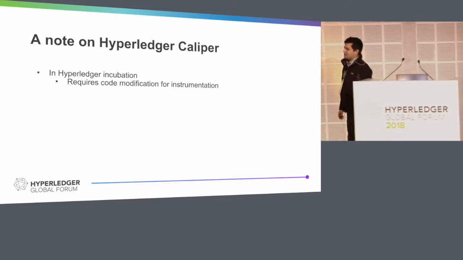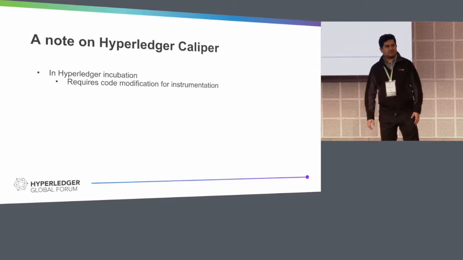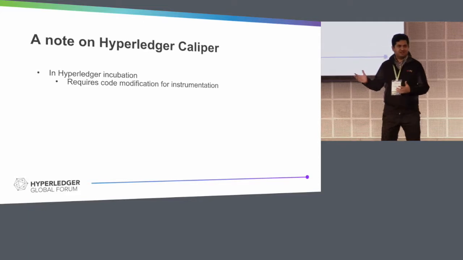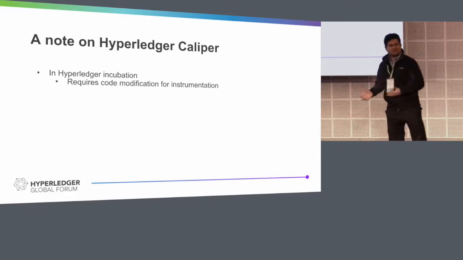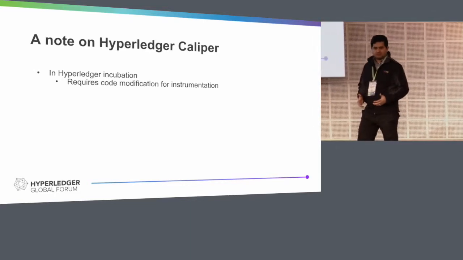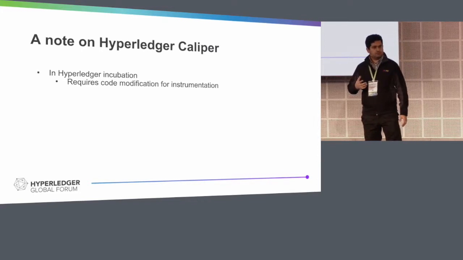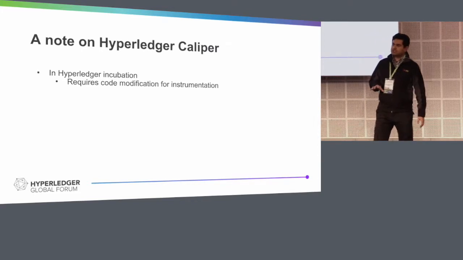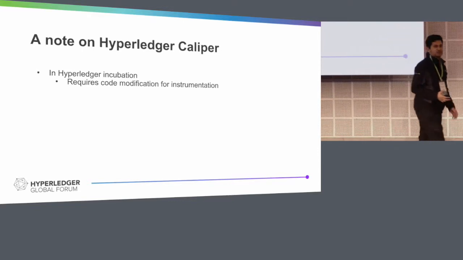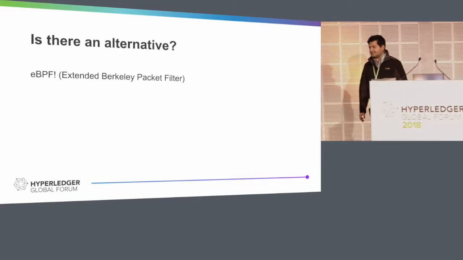Before we continue, I'd like to make a note on Hyperledger Caliper. This is a new project that's been incubated. Incidentally, it got incubated into the Hyperledger umbrella around a couple of weeks after we submitted this for the talk as a submission. So while Caliper is really powerful, and we like it a lot, we are yet to go into much depth into it, but we do note that it also requires code modification. So you still have to modify the code that you write for instrumentation. So is there an alternative?